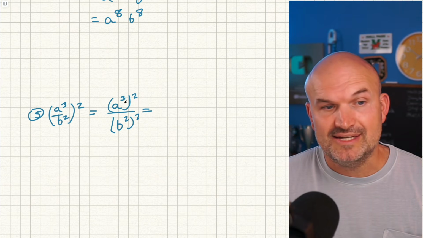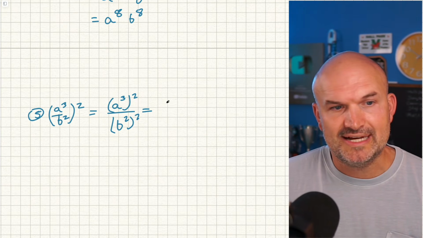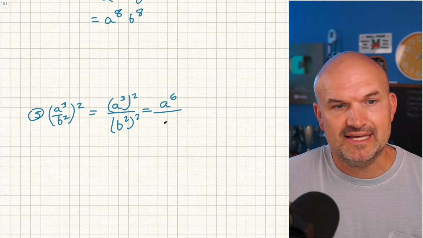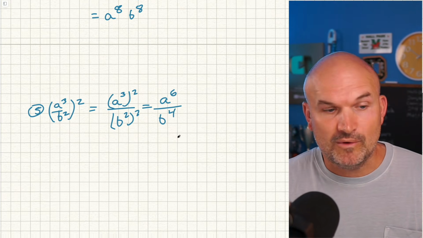But we can simplify this here. Again, power rule, we're going to multiply the exponents. So that's going to be a to the 6th, and this is going to be b to the 4th.